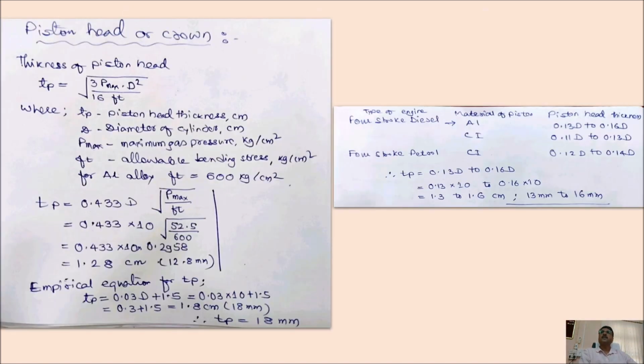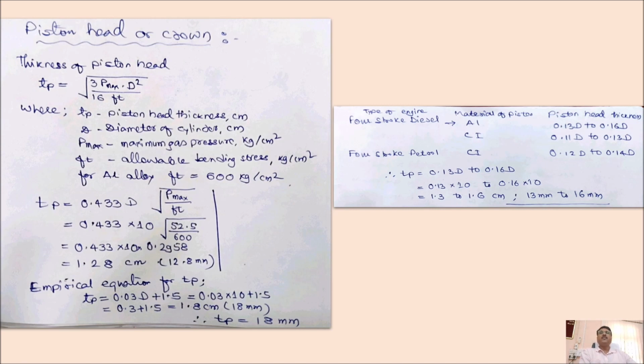So let's see the design of piston head. Grashof's formula for finding the piston head thickness is shown here. It is Tp equal to square root of 3 Pmax into D square divided by 16 Ft. Tp is the piston head thickness in centimeter, D is the diameter of cylinder in centimeter, Pmax is the maximum gas pressure, and Ft is the allowable bending stress in kg per centimeter square.